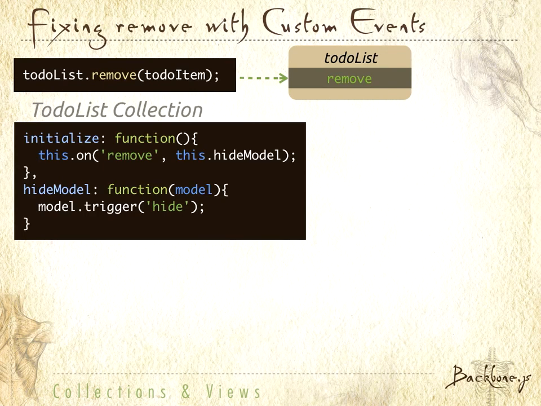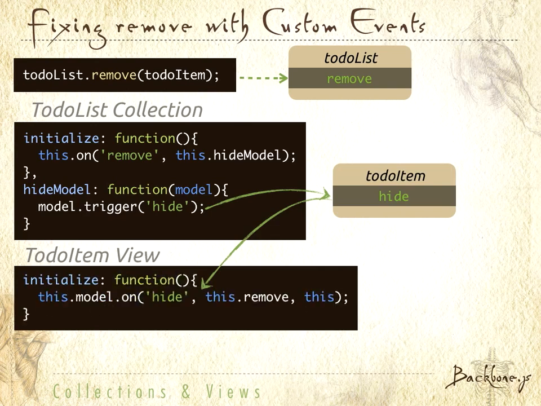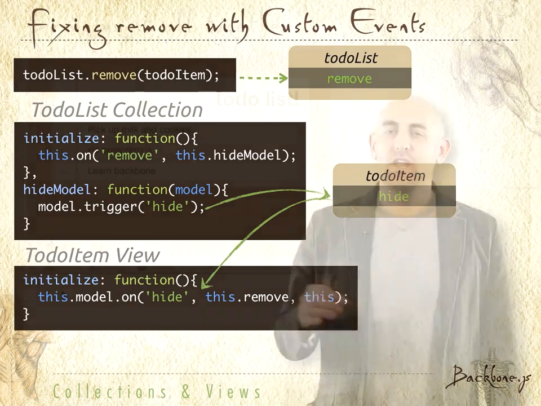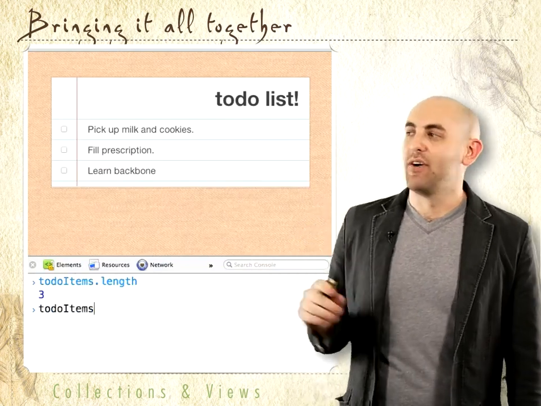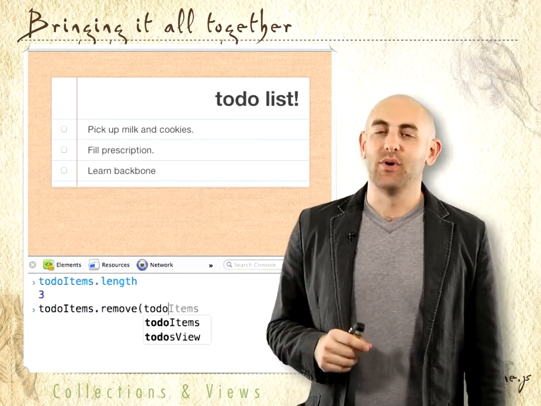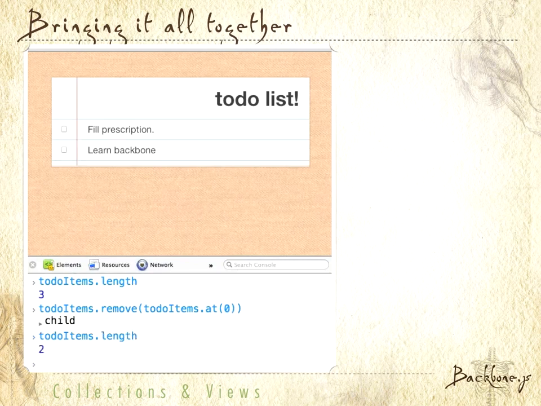So now inside of our hideModel function, we're going to trigger a new custom event called hide on that model. And then we can open up our to-do item view and listen for that hide event, and whenever that is triggered, we can remove the view from the DOM. Bringing it all together, let's see it work in our browser. So here we have our 3 items, and we're going to remove the first item from the collection. And using those hide events, it's going to remove the single item from the view.